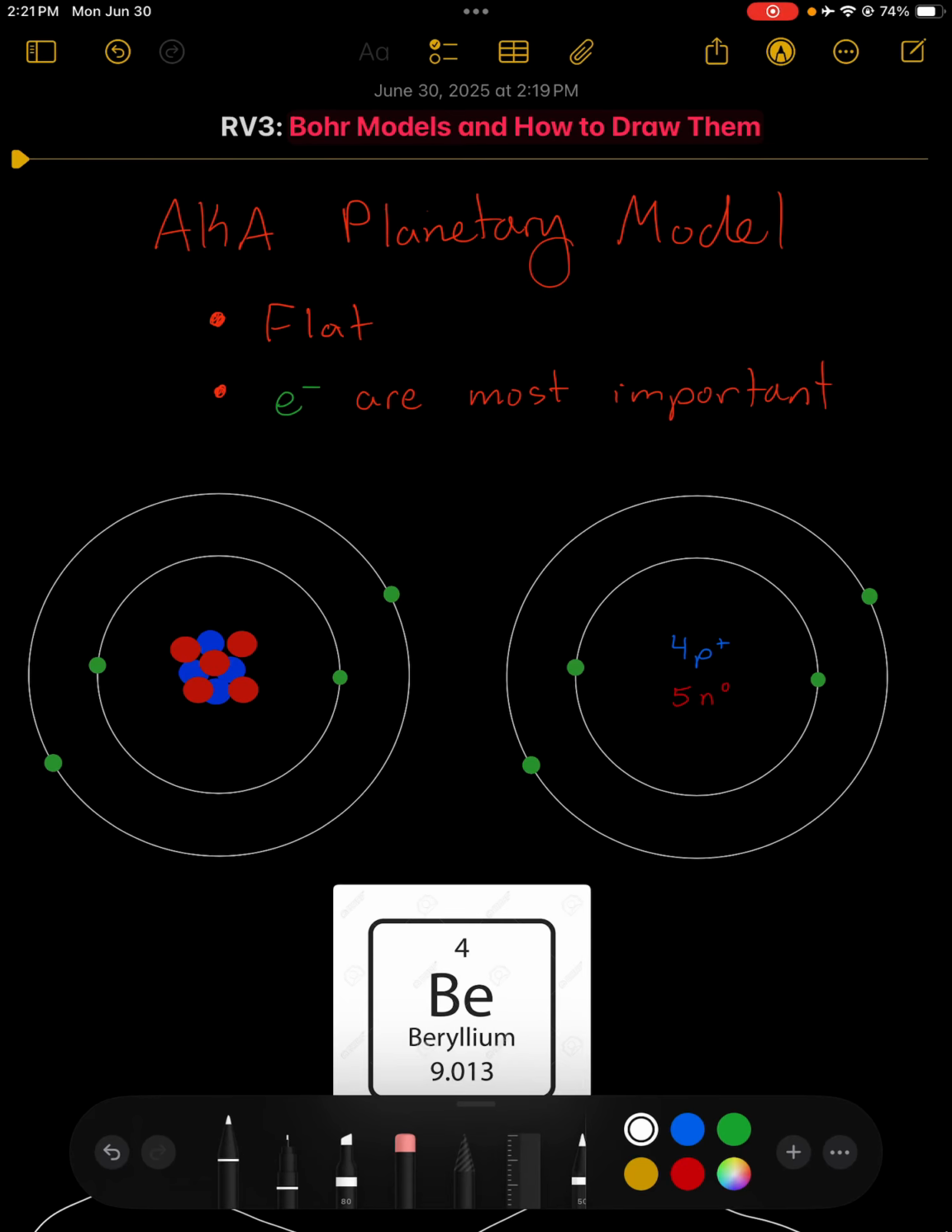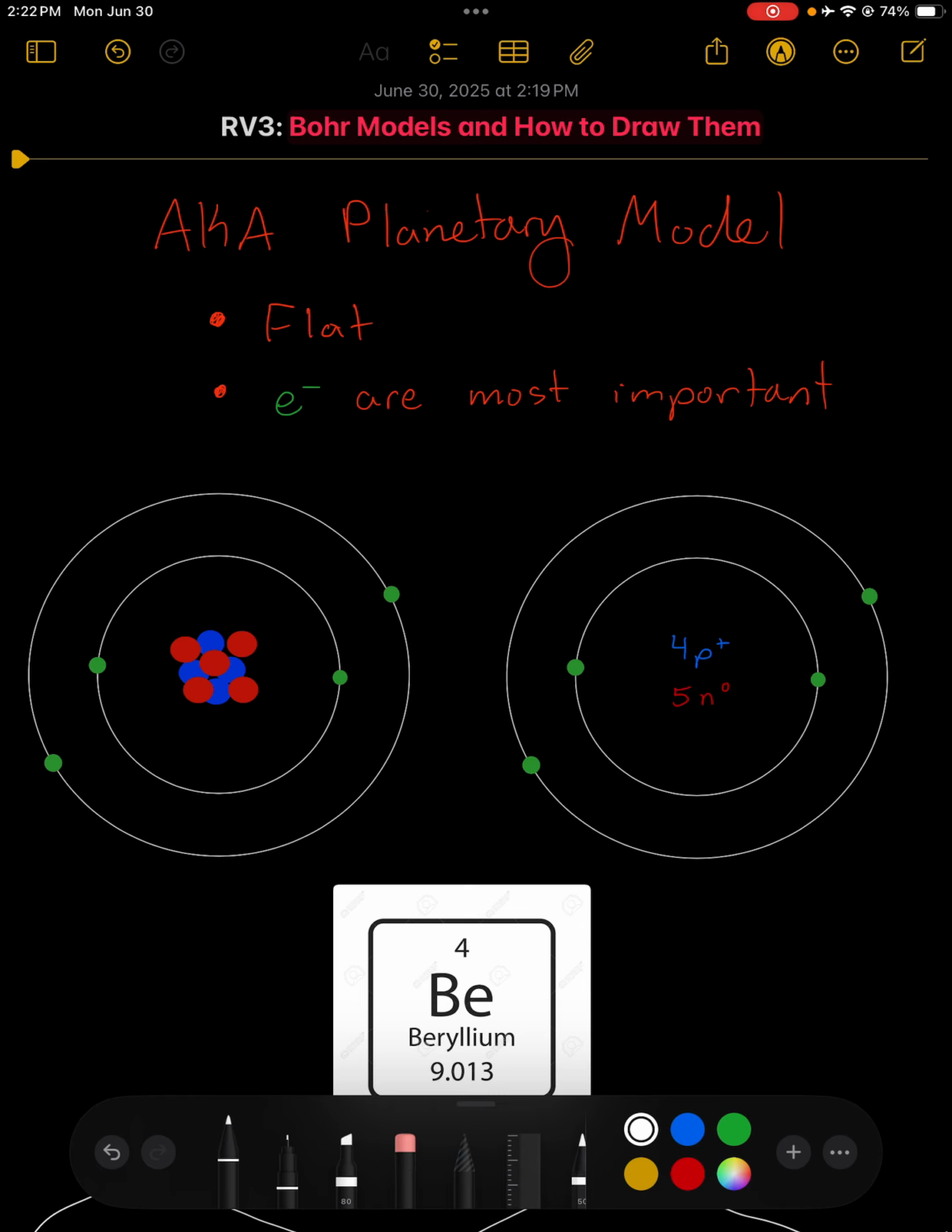All right, ladies and gentlemen, this video is going to be RV3, Bohr models, and how to draw them. So if you took baby chem, you have seen a ton of Bohr models. You made a model yourself of the Bohr model of some specific atom, but Bohr models are going to show up all the time in this class. You will see probably several of them on the AP test if you choose to take that, but basically they're just this flat model that pays attention most to electrons.